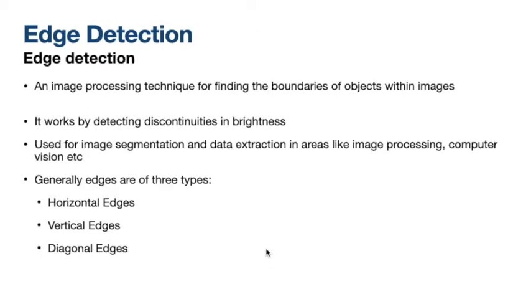An image processing technique for finding the boundaries of objects within images is called edge detection. It works by detecting the discontinuities in brightness, and it is used for image segmentation and data extraction in areas like image processing, computer vision, etc. So basically you have to detect the discontinuities in brightness or intensities. Generally edges are of three types: horizontal edges, vertical edges and diagonal edges.